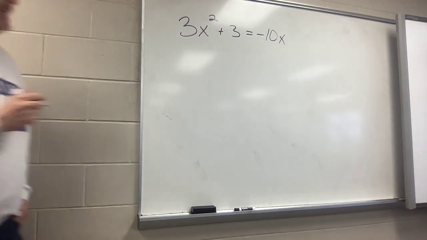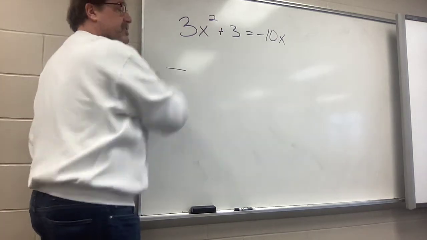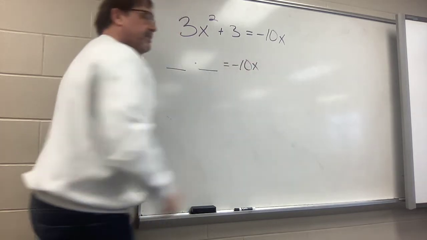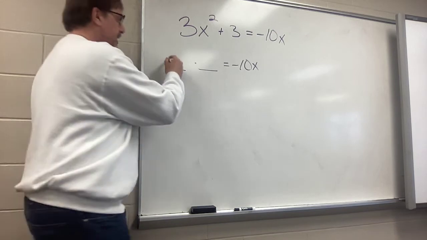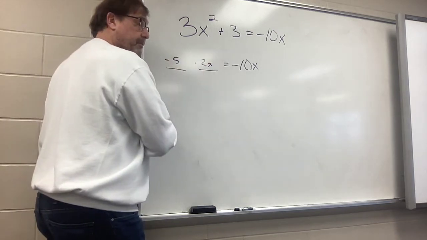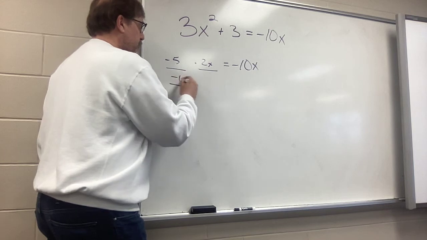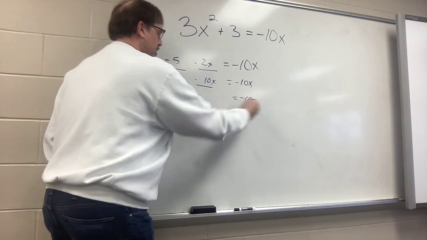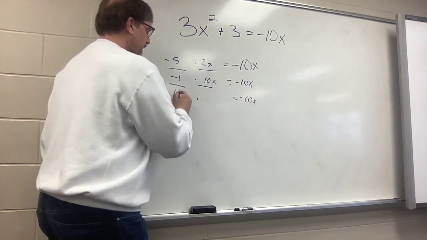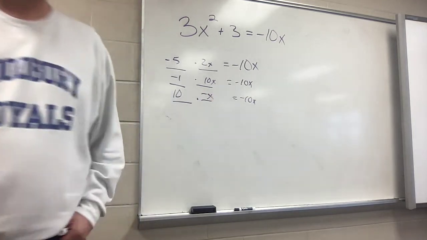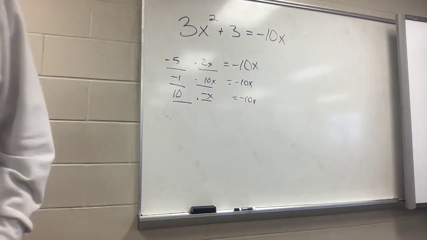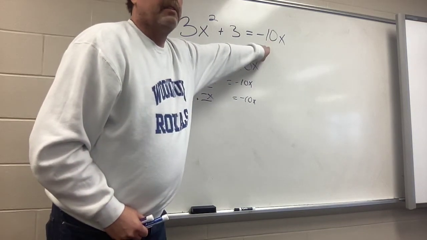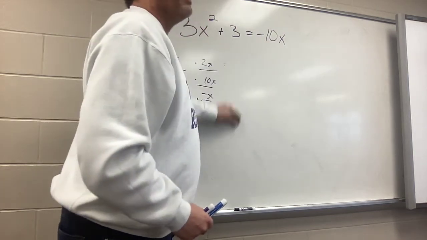Say I take something, there's going to be two answers because of the squared, something times something, and I want it to be negative 10x. Could it be negative 5 and 2x? Could it be negative 1 and 10x? Could it be 10 and negative 1x? Could it be all those things? There's a lot of things there. What would be easier if that said equals 0? It could be a lot easier.